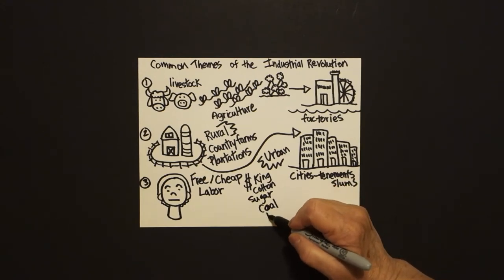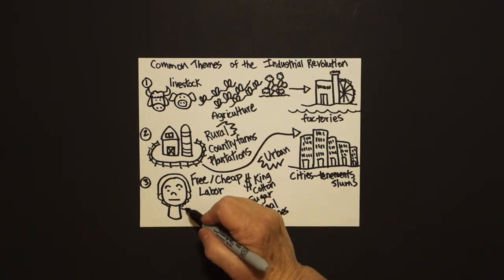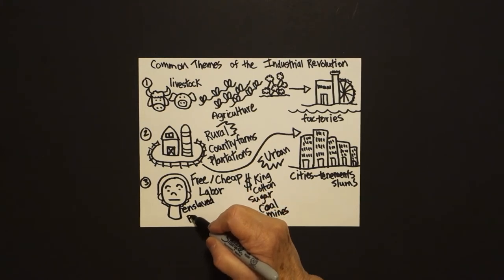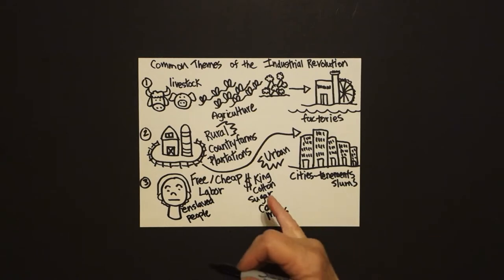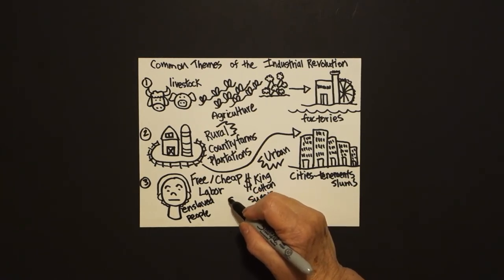Okay, coal mines. So they used enslaved people for a lot of this, and as long as they had that going on, they didn't have to pay wages, they didn't have to put out any money. Then for a lot of these other things, they use children.